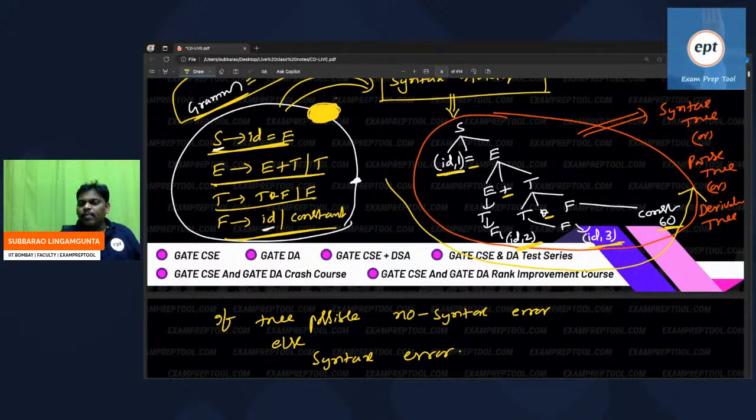Sir, is that grammar generated also part of the syntax analysis? Can anyone write in the comment section: what is compiler? Can everyone write, what is compiler?